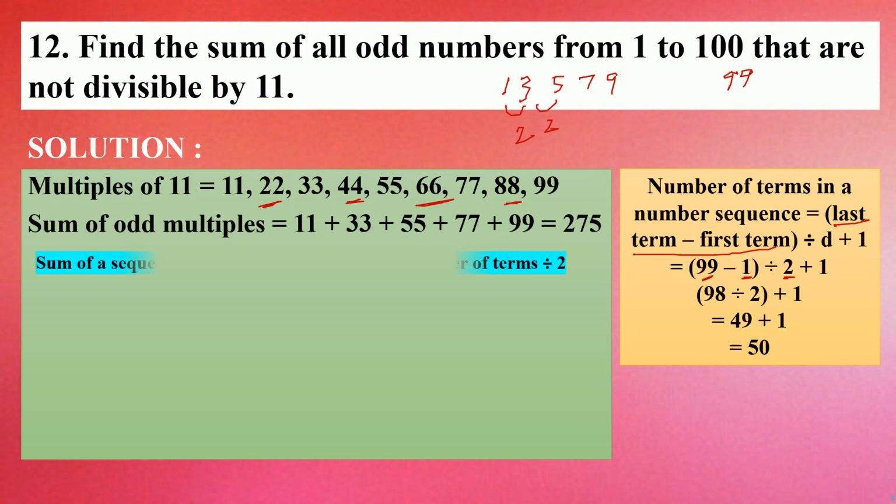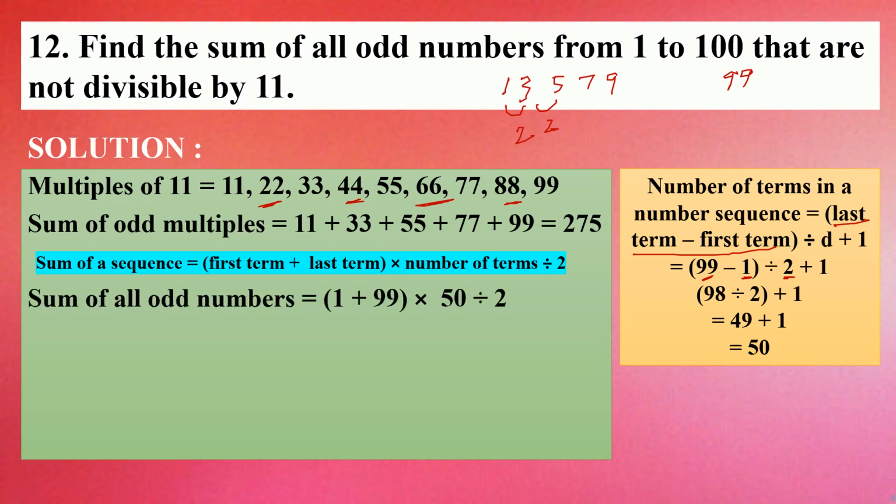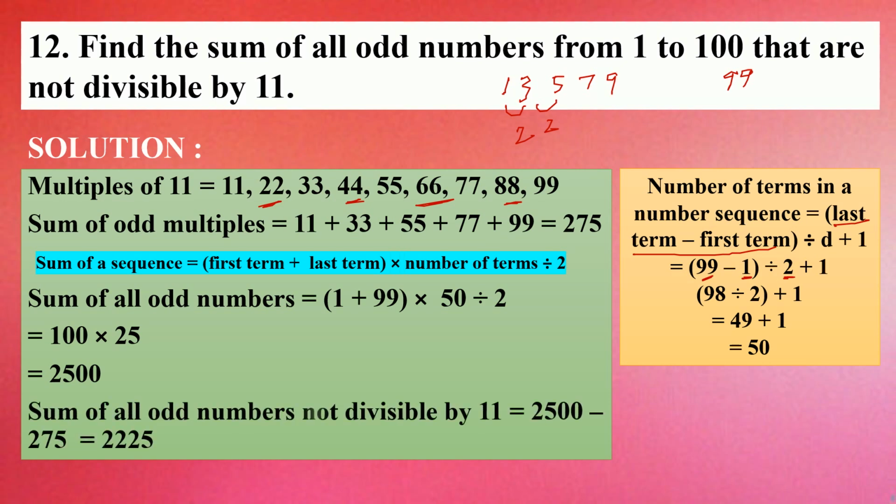Now based on this we are going to find the sum of the sequence, which is the first term plus last term, into number of terms, divided by 2. The first term is 1 and the last term is 99, into number of terms 50, divided by 2. So that will give us the sum of all the odd numbers, that is 100 into 25, 2500. But we need only those odd numbers that are not divisible by 11. Those that are divisible by 11 sum to 275. So we need to subtract 275 from 2500 to get the odd numbers that are not divisible by 11. We have done that and we have got the answer as 2225.